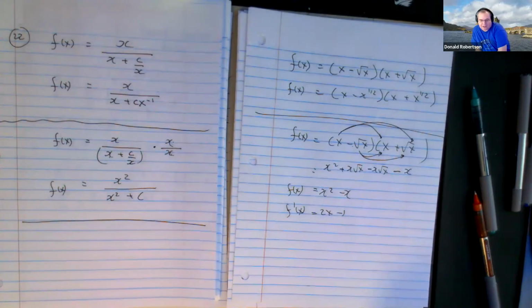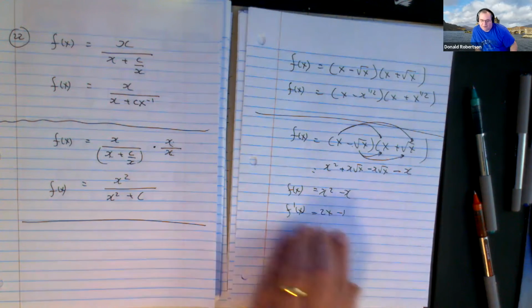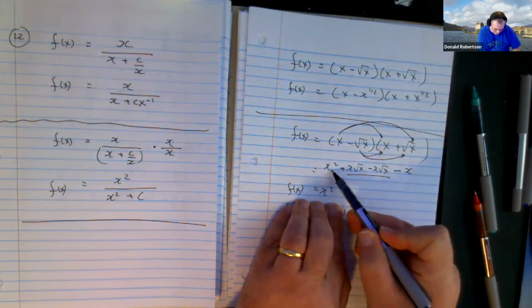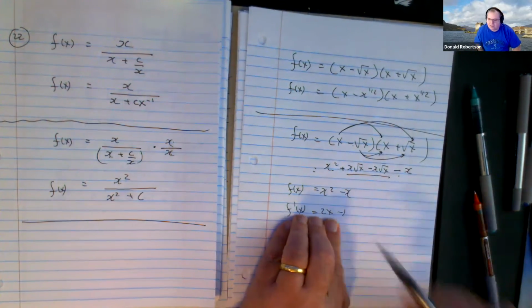It ended up just being x squared minus x. You see how easy its derivative was? These two kill each other off. The answer is just that. And the derivative of that is very simple.